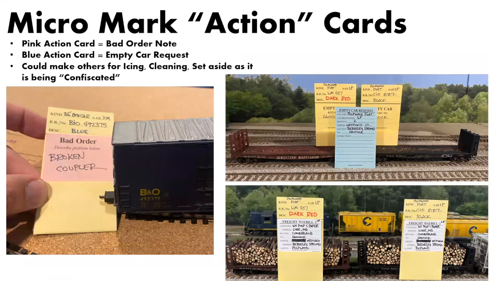So let's talk a little bit about action cards real quick. There's two types of action cards that come with the system. The first one is the pink action card, which is the bad order card. If something's wrong with a car, you're supposed to write on it what's wrong. For example, in my photo here, the broken coupler. Then an owner of the layout like myself would recognize that there's something wrong with this car, and I've got to take it to the workbench and fix it. In that case, that's what happens when the car takes a header and hits the floor and breaks the coupler.